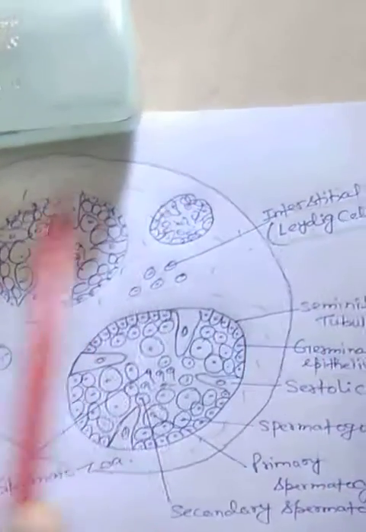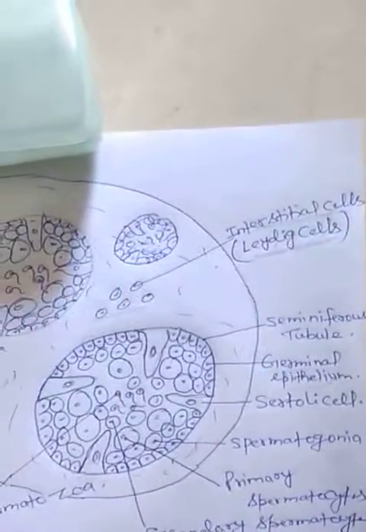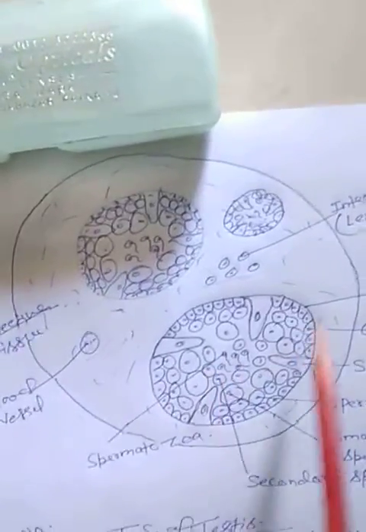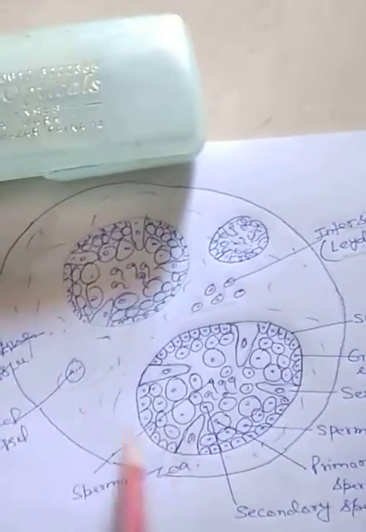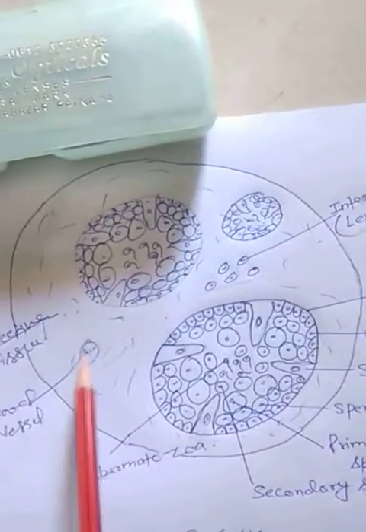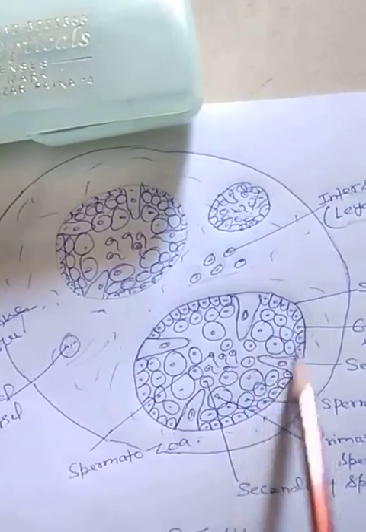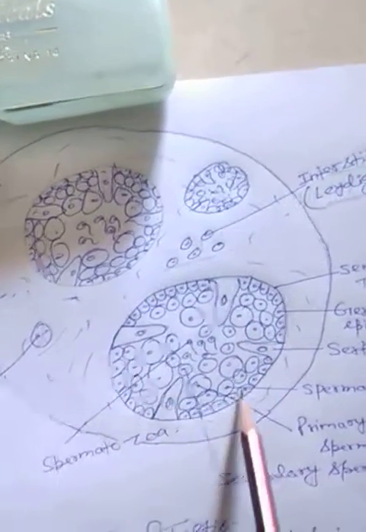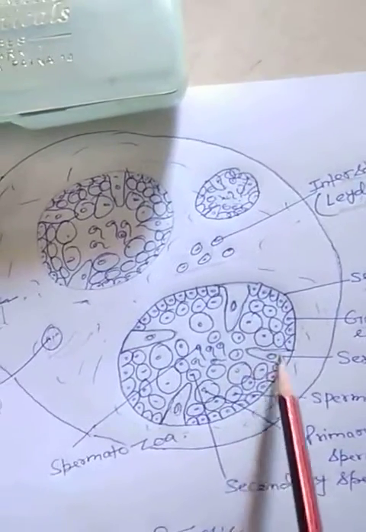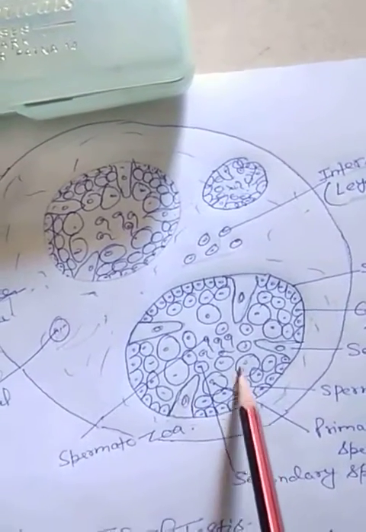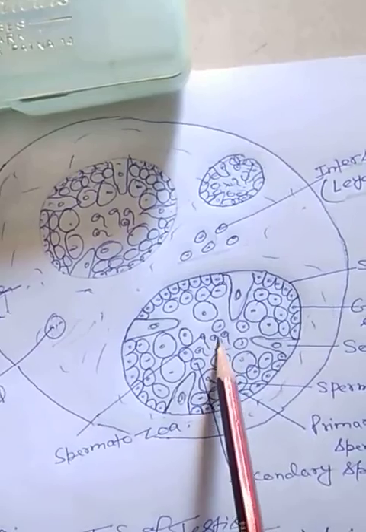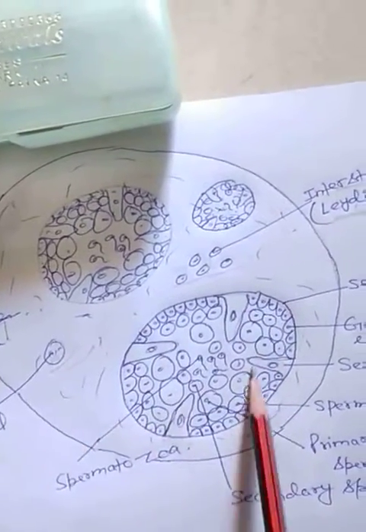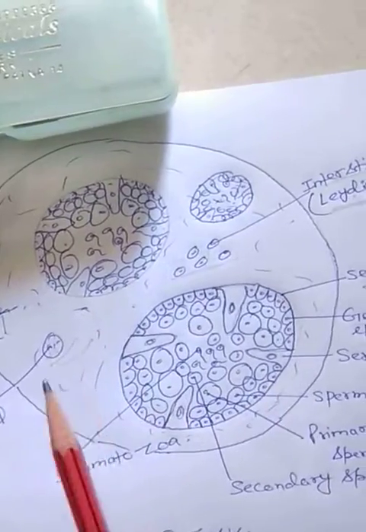So this is the TS of testis. Inside the testis there are many seminiferous tubules held together by connective tissue. In the connective tissue there are blood vessels, and each seminiferous tubule is lined by germinal epithelium having two types of cells, the germ cells and Sertoli cells. Germ cells divide to form the spermatozoa or male gamete, and the Sertoli cell provides nourishment. So this is the TS of testis.